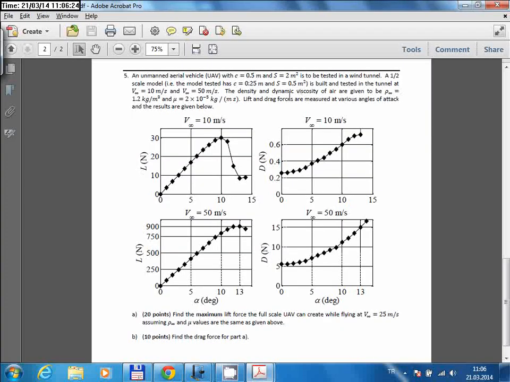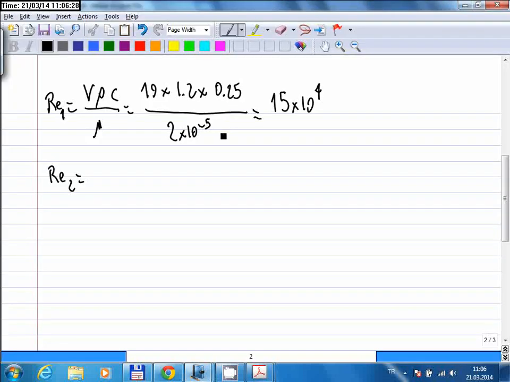In the second test, everything is the same except for the speed, right? Since speed is 50, it should be 5 times this. Okay, so we have test data for 2 different Reynolds numbers. These are obtained in the wind tunnel.